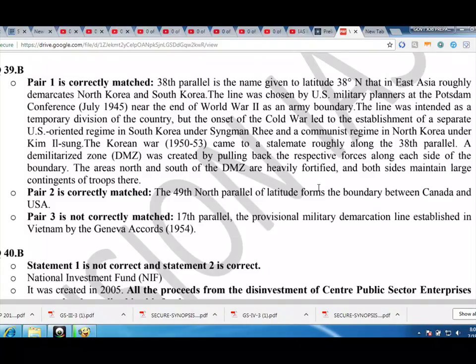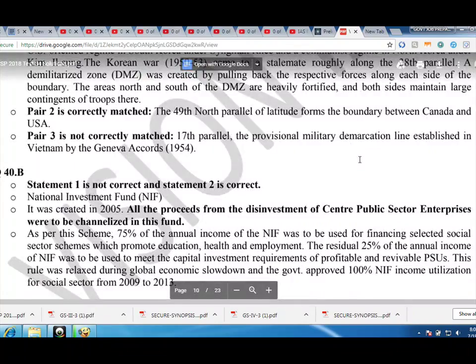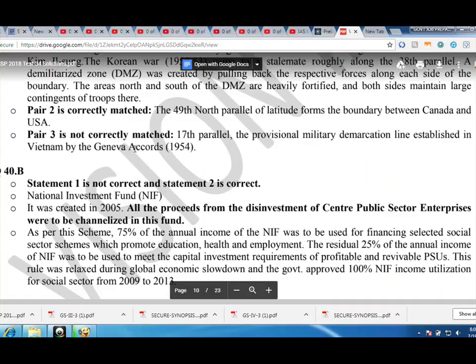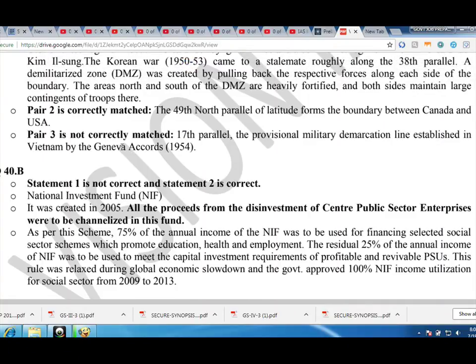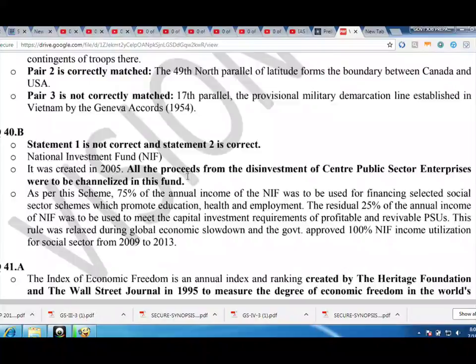Pair 2 is correctly matched. The 49th north parallel of latitude forms the boundary between Canada and USA. Pair 3 is not correctly matched. 17th parallel, the provisional military demarcation line established in Vietnam by the Geneva Accord 1954.